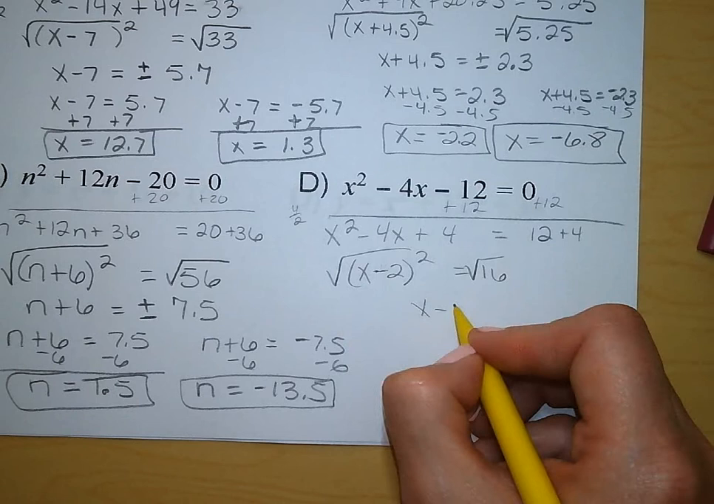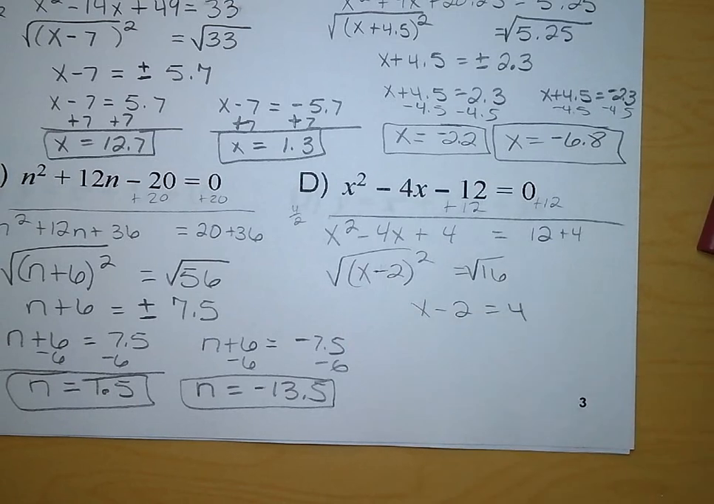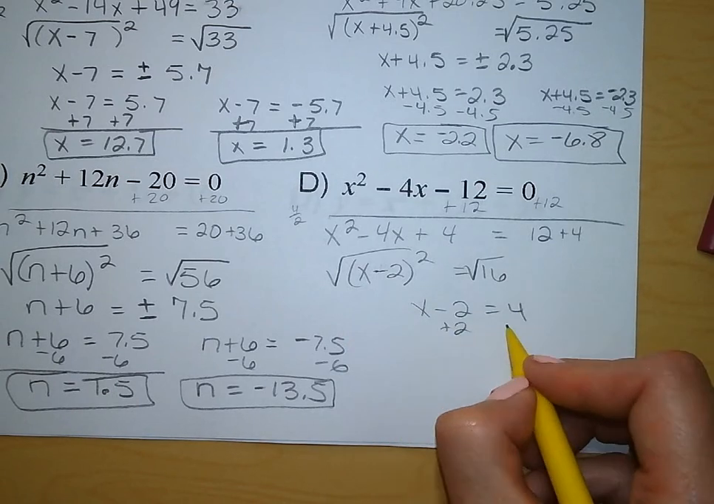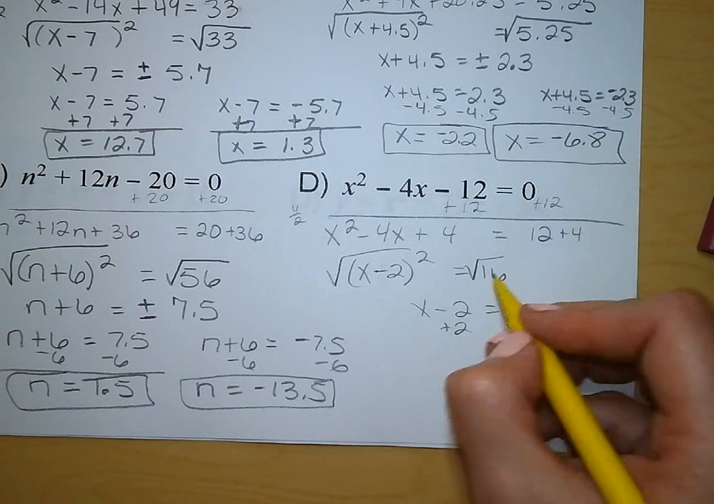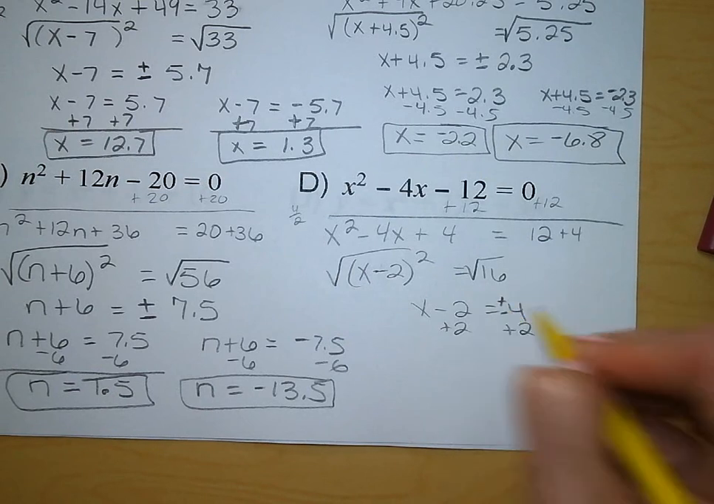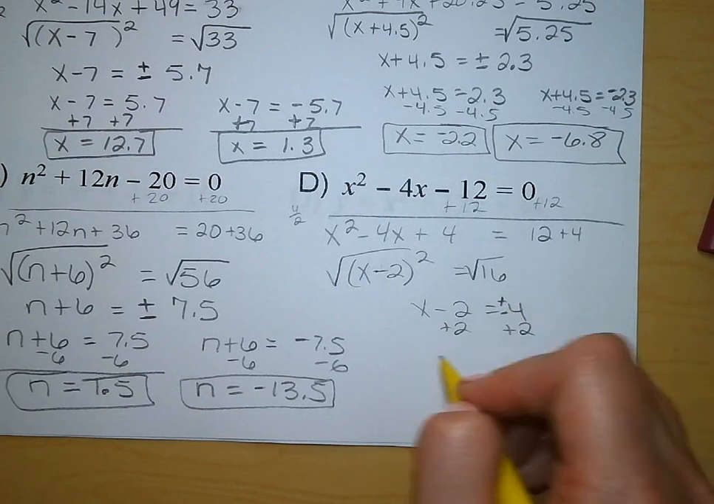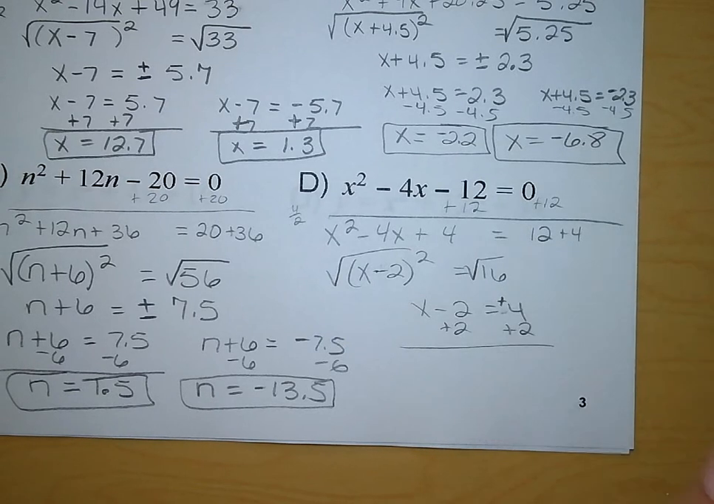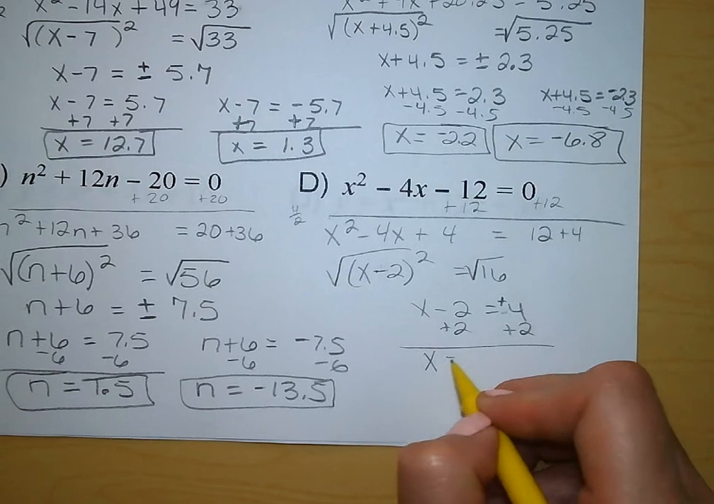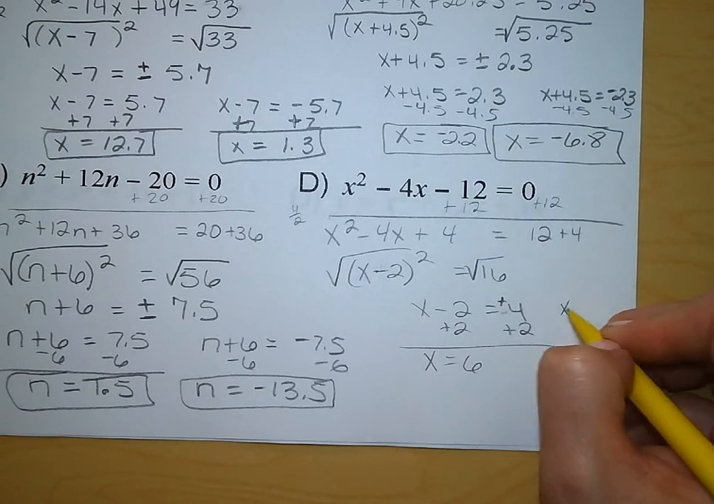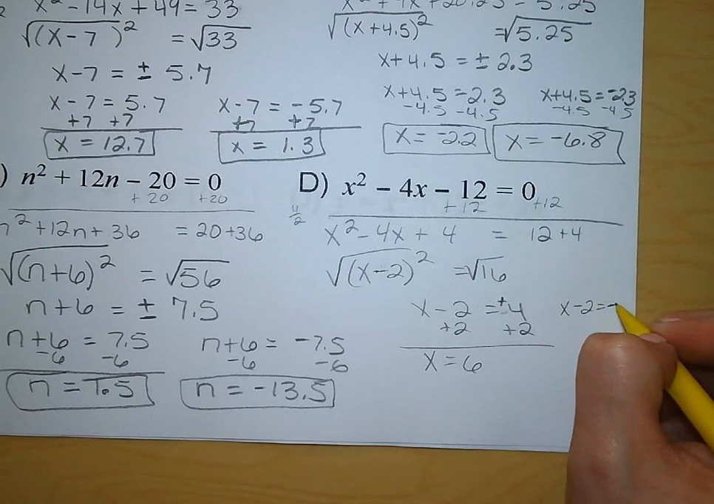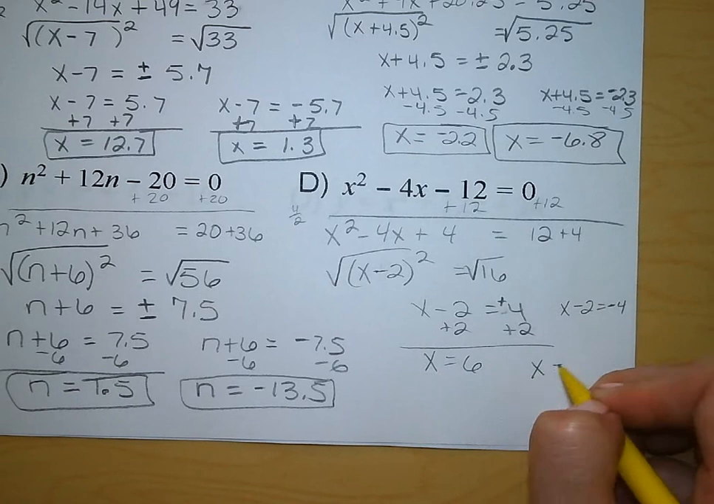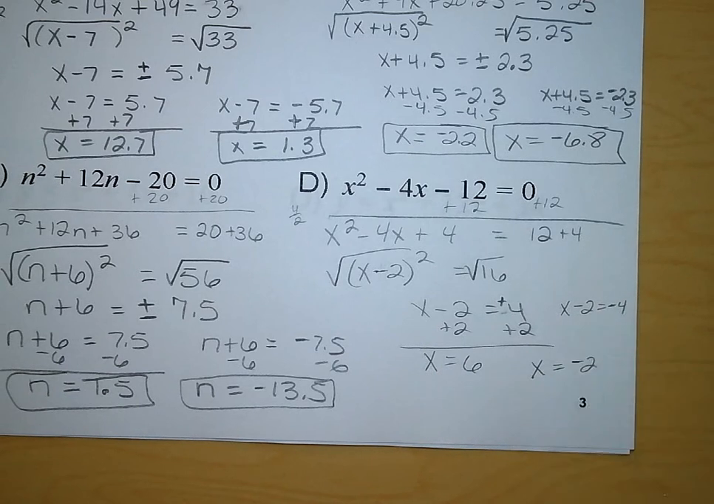X minus 2 is equal to plus or minus 4. So we split into the two equations. So we've got x equals 6, and x minus 2 equals negative 4. Add 2 to both sides, x equals negative 2.